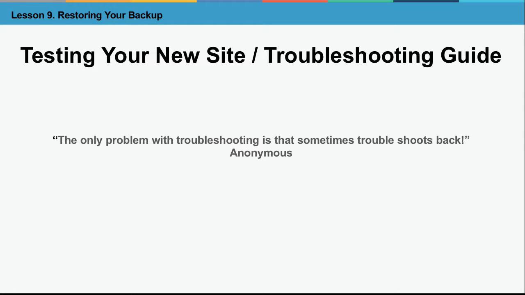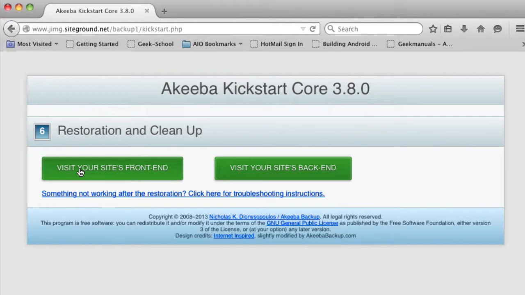Use the handy links provided here to visit both the site's front end and back end and complete a visual inspection. Check for any errors or missing content. Check that everything is working and looks the same as the original site. And lastly, check that all your extensions and templates are working and they also look the same as before.